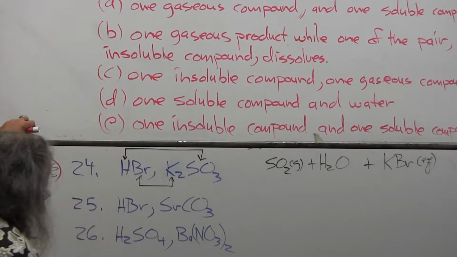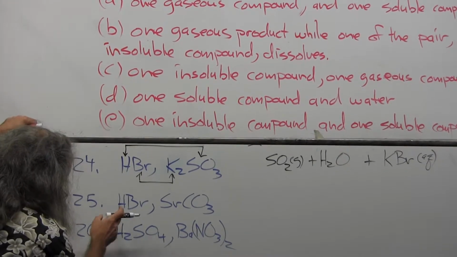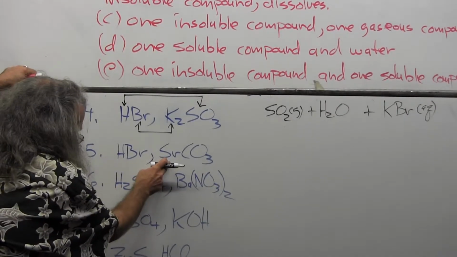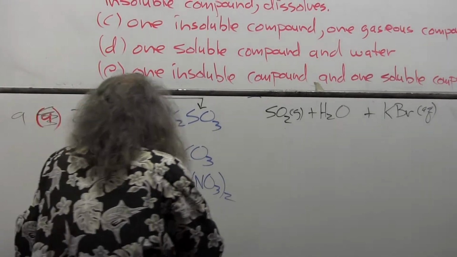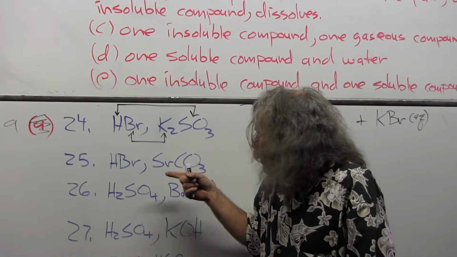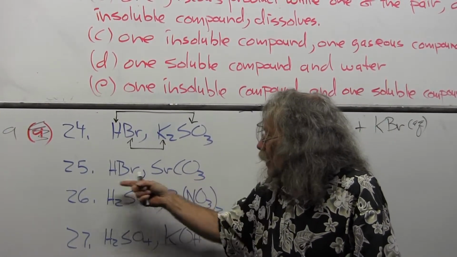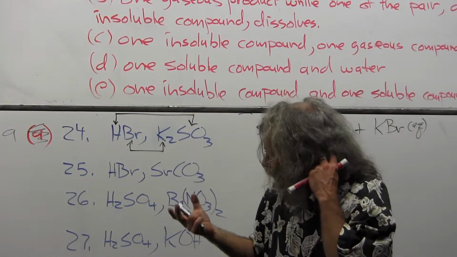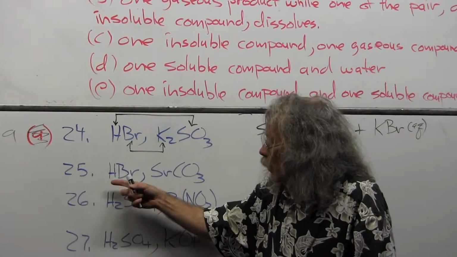Now, the second one, I've got, in water, hydrobromic acid, and this is strontium carbonate. Well, for this strontium carbonate, we have a solubility rule for carbonates. Carbonates are insoluble. So one of this pair is insoluble in water. If I place it in water, it's going to sink to the bottom. Now, hydrogen bromide in water is hydrobromic acid.